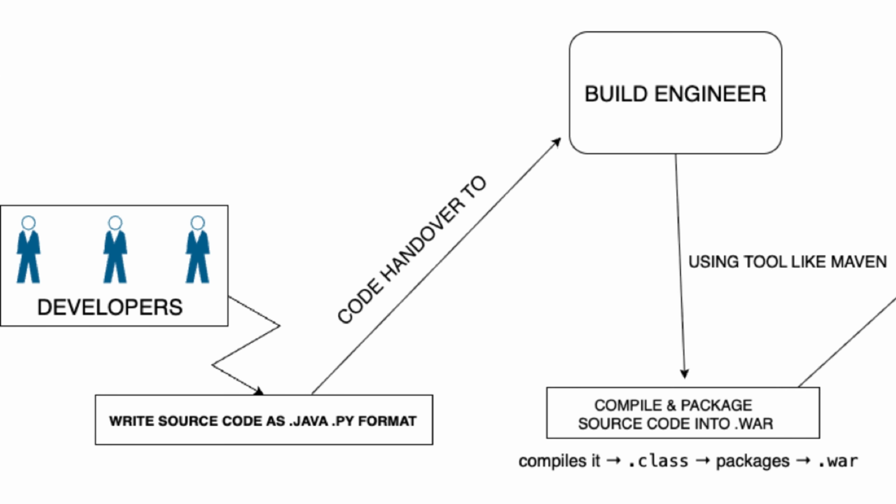Next comes the build engineer. The build engineer takes the source code from the developer and uses a tool like Maven to compile and package it. .java extension files are compiled into .class extension files, and finally everything is packaged into a .war extension file. The .war extension file is the application that can be deployed to the servers.